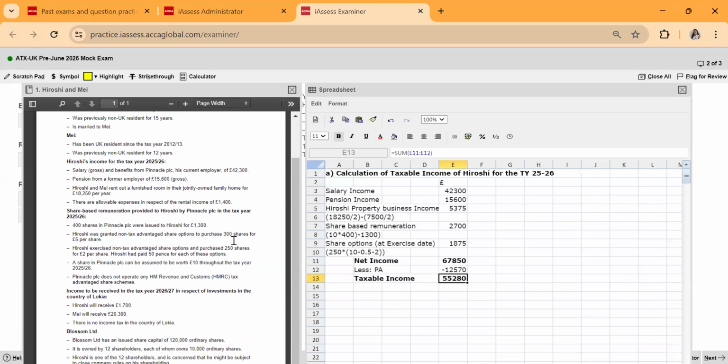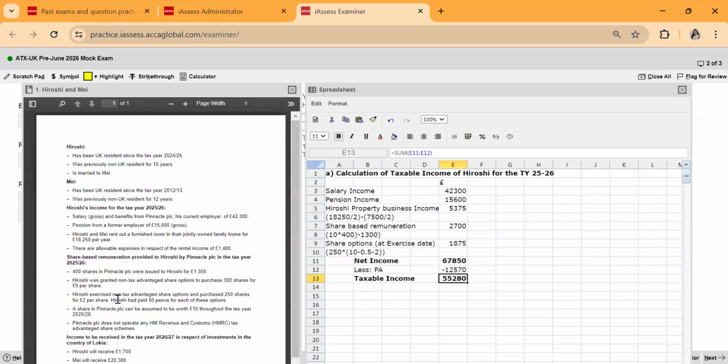So here we are talking about the overseas income in the year 26-27, regarding the investments in the country of Lokia. Hiroshi will receive 1700, May will receive 20,300, and there is no income tax in the country of Lokia. Blossom we will cover later. So it's only this information given. So for 26-27, it becomes the third year for Hiroshi.